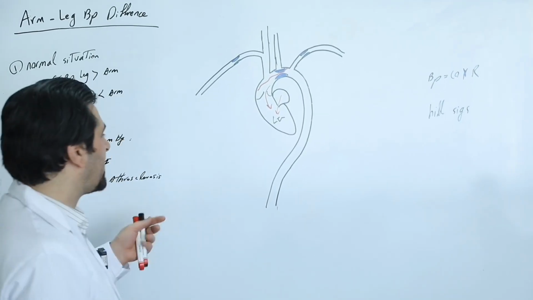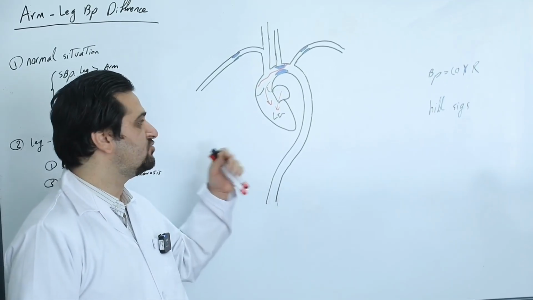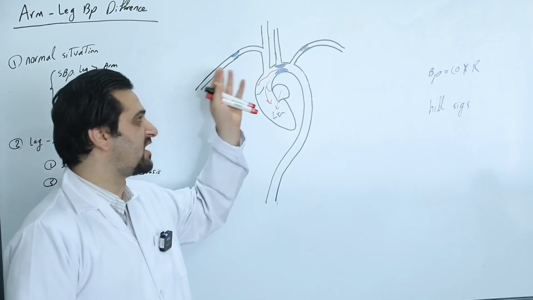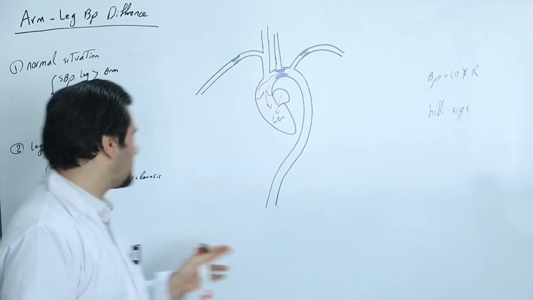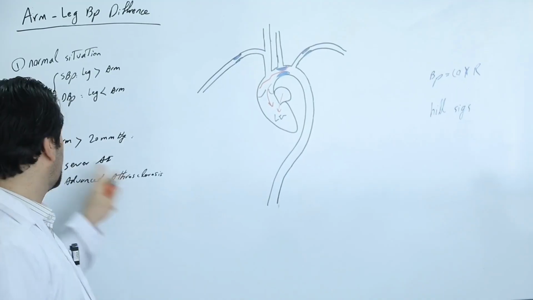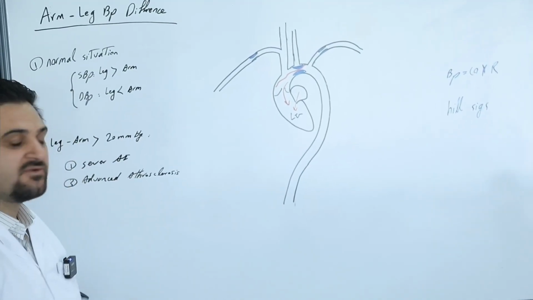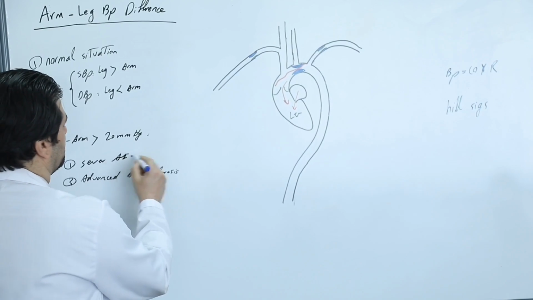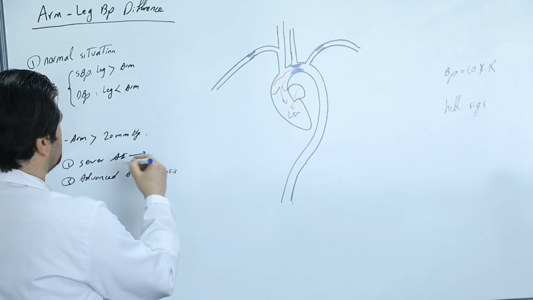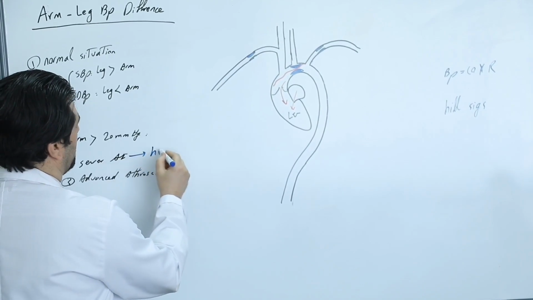So, as we said, if the systolic pressure in the lower limbs is more than 20 millimeters of mercury higher than in the upper limbs, we must definitely consider advanced atherosclerosis or severe aortic regurgitation. In this case, if the difference is more than 20 millimeters of mercury, it is called Hill's sign.